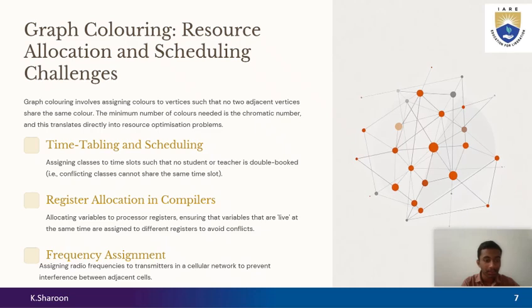Second one is register allocation in compilers: allocating variables to processor registers, ensuring that variables that are alive at the same time are assigned to different registers to avoid conflicts. Coming to the third point, frequency assignment: assigning radio frequencies to transmitters in a cellular network to prevent interference between adjacent cells. So these three points use graph coloring.